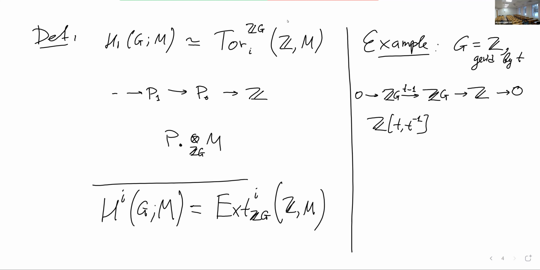So the map from ZG to ZG is simply multiplication by t minus 1, where t is the variable. Is this correct? Yes. So we have this map, and this map is very explicit. One can see that this is an exact sequence.